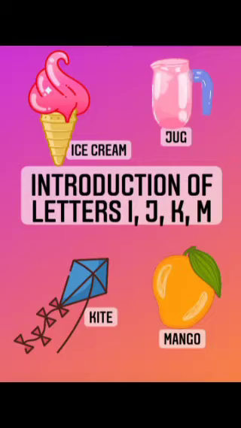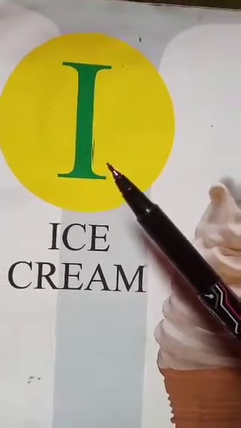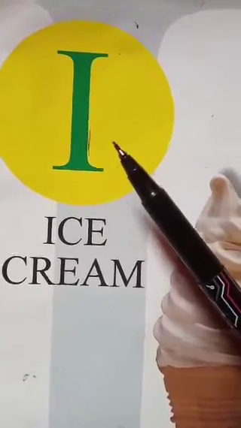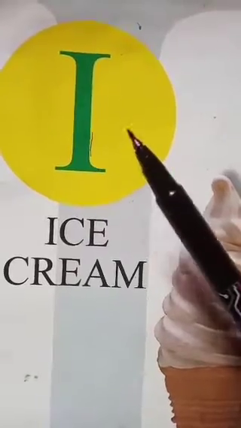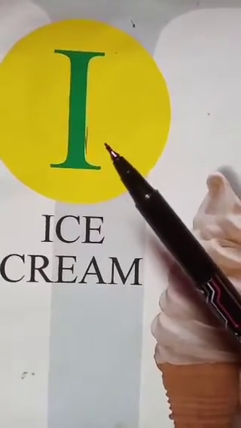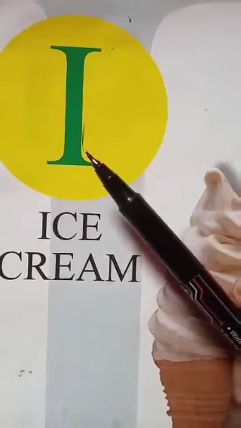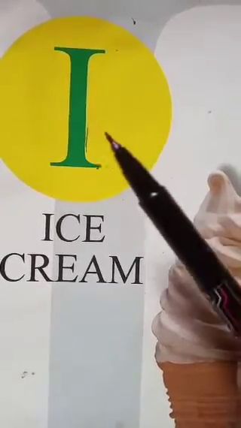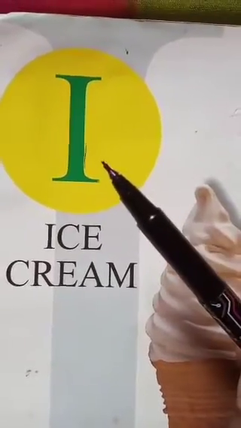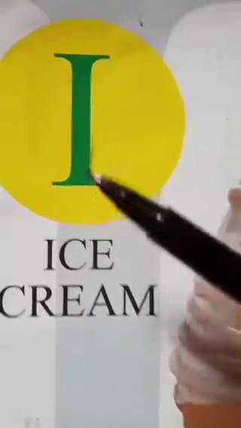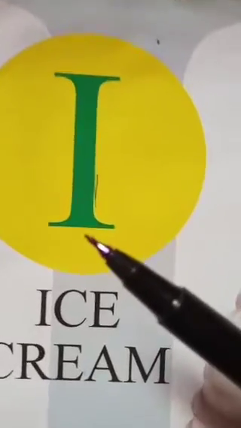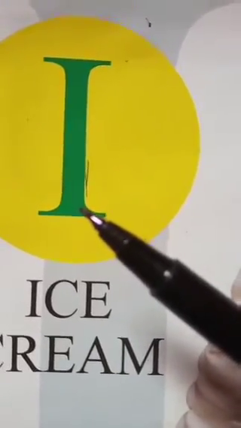Let's start. First of all, kids, which letter is this? This is letter I. What is the phonic sound of letter I? I makes a sound E. Now kids, related to letter I, we read some words. So kids, let's read with me.